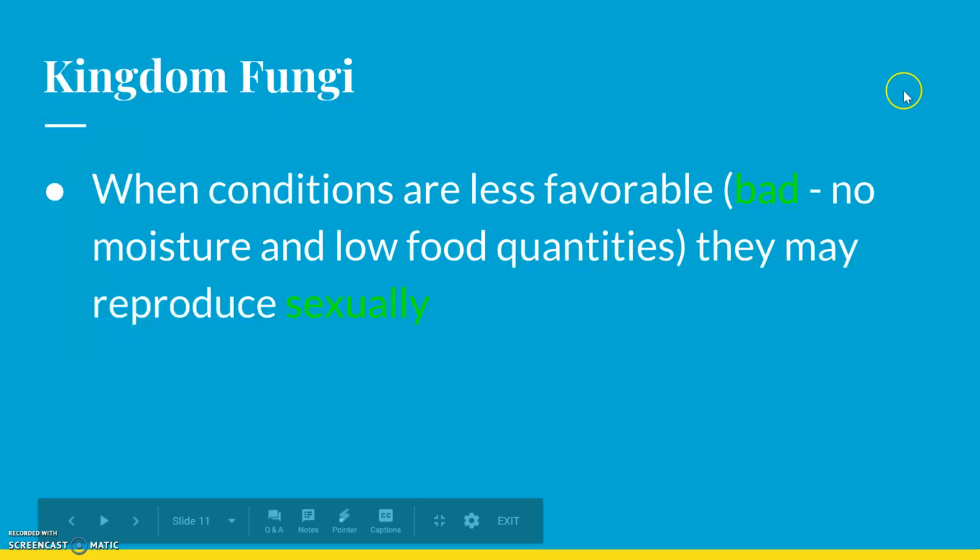When conditions are bad or less favorable, they are going to reproduce sexually. And I know this seems a little weird. You're like, times are bad. Why are we doing the kissing thing right now?